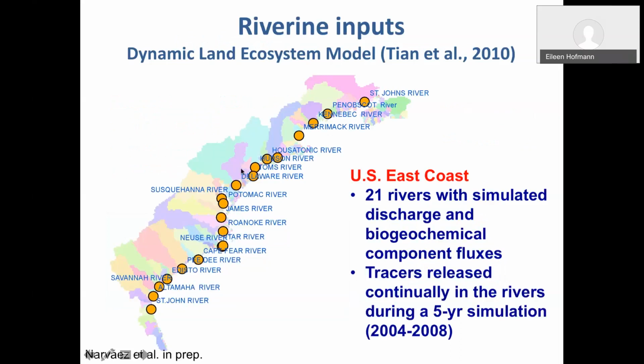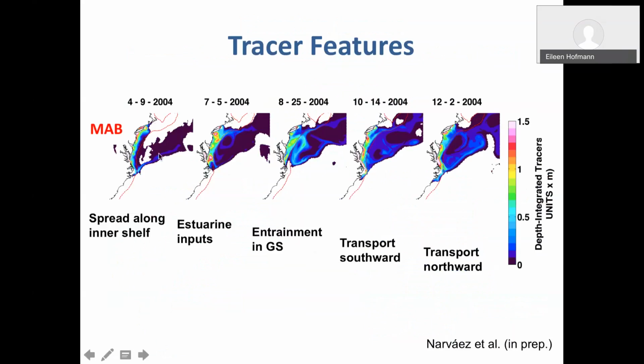The East Coast has all these rivers. There are 21 rivers. So what do we do with this? What we do is we put tracers at the mouth of all these rivers and run it for a 5-year simulation to see what happened. All right, this is for the Mid-Atlantic Bight part only, but there are lots of different fates.